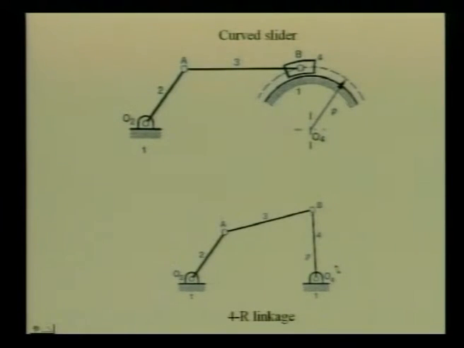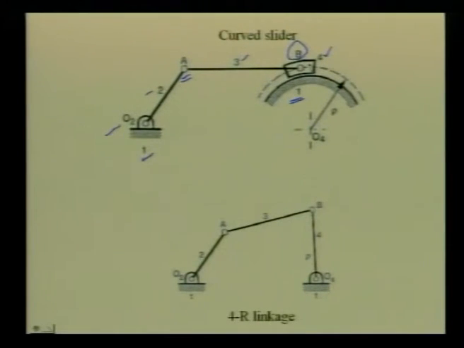The next figure shows another 4 link mechanism 1, 2, 3 and 4. There is a revolute pair at O2 between link 1 and 2, at A between link 2 and 3, and at B between link 3 and 4. But 4 is a curved slider and it is sliding over the cylindrical surface which is also fixed, that is given the number 1. The question is, what is the kinematic pair between link 1 and 4?